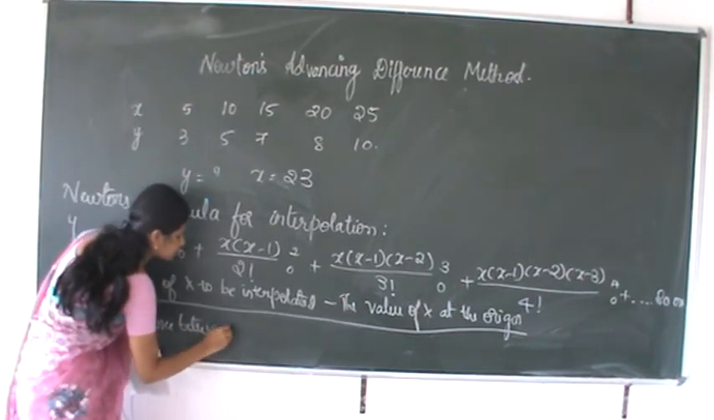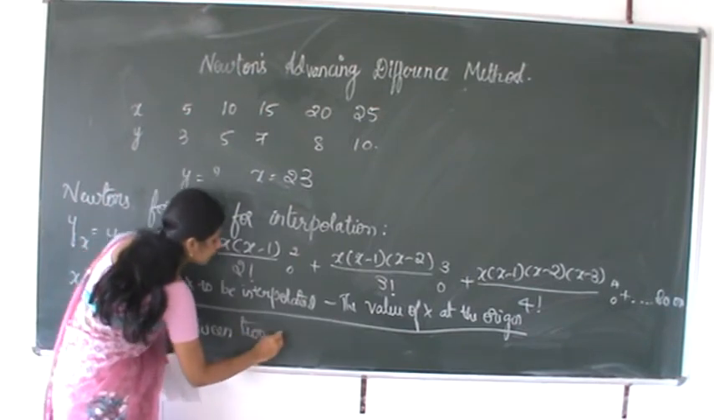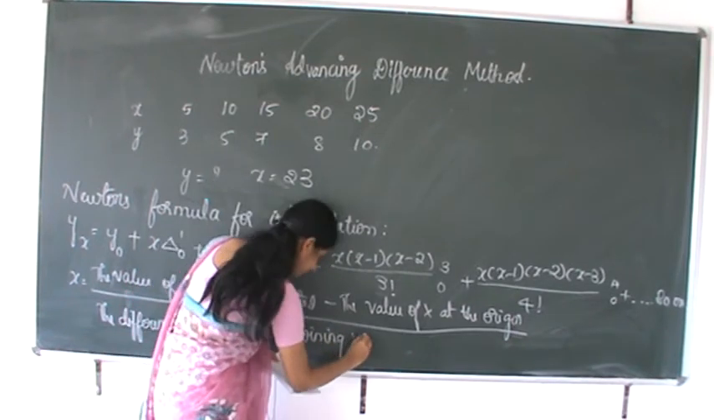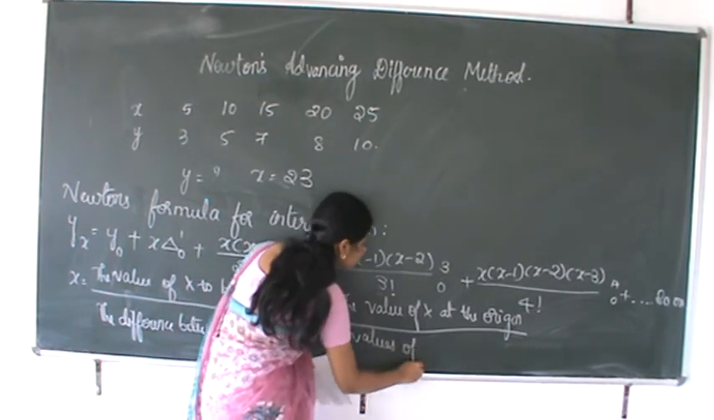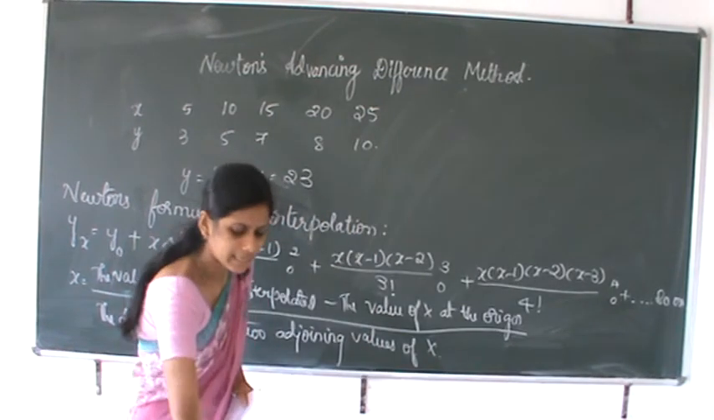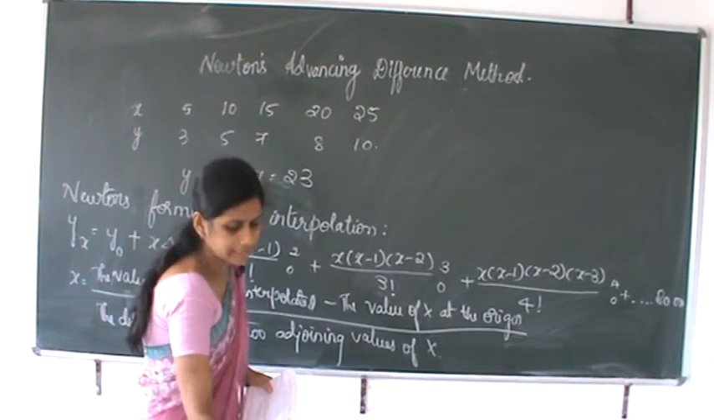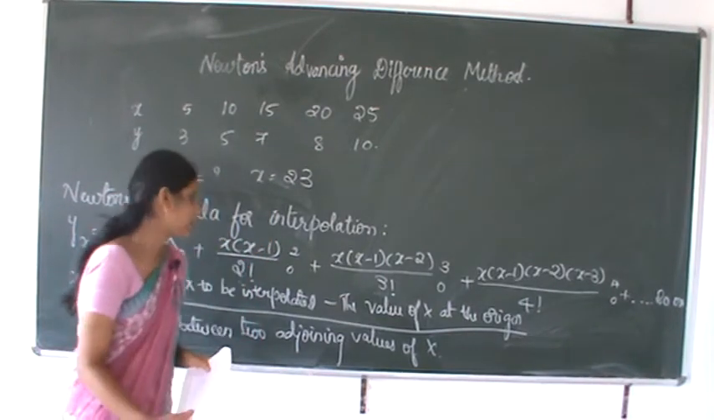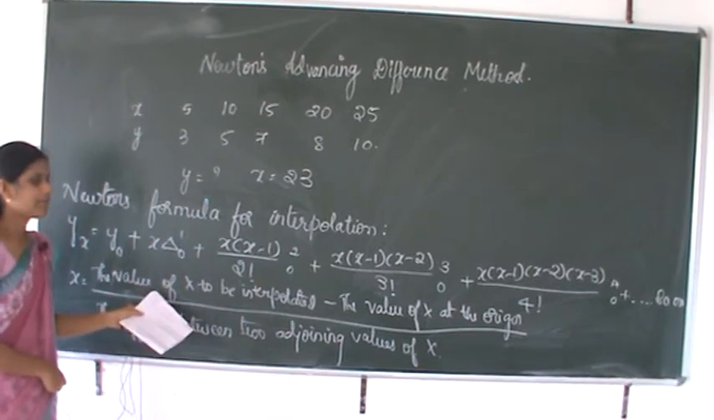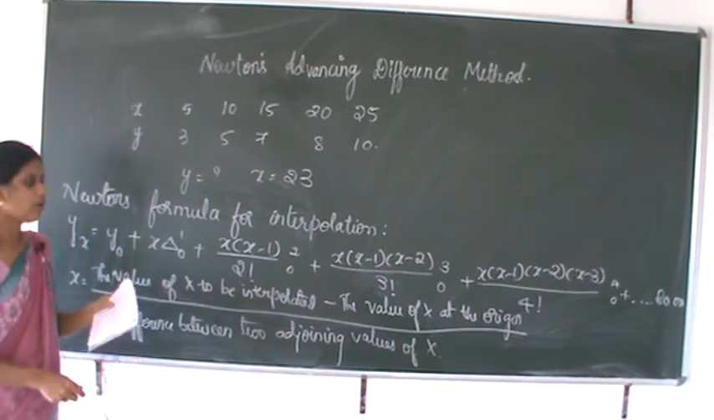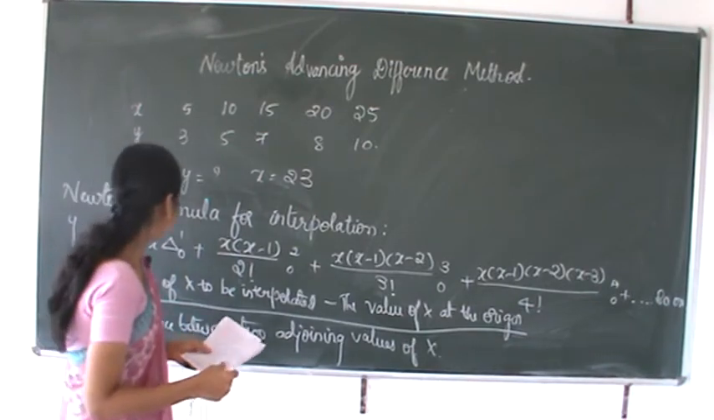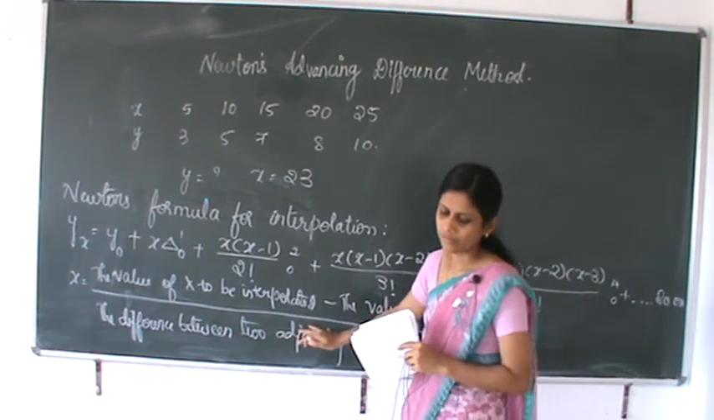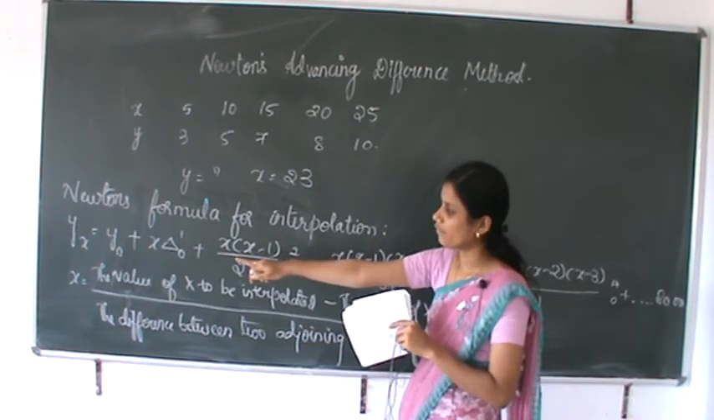The difference between two adjoining values of x. Like this, you can estimate the value of y. The value of x can be calculated with the formula: x is equal to the value of x to be interpolated minus the value of x at the origin, divided by the difference between the two adjoining values of x. This is the formula to find the value of x.